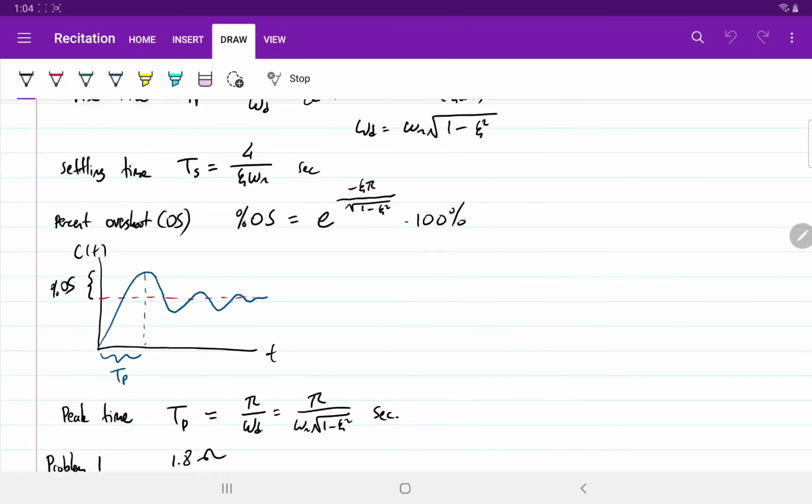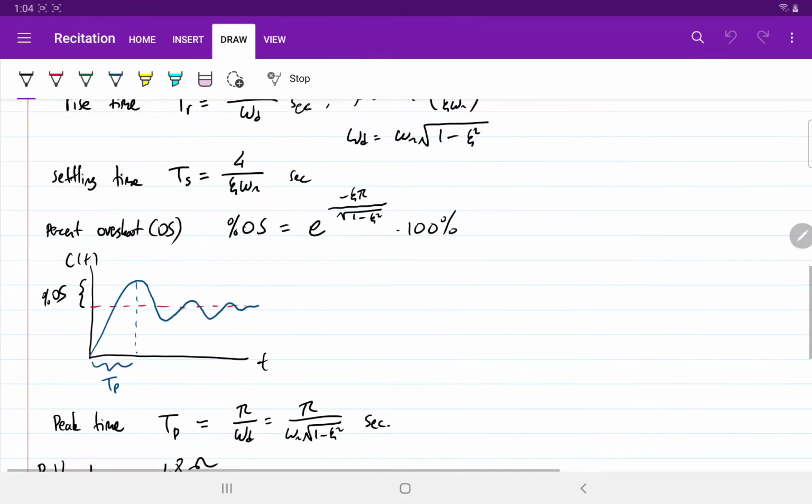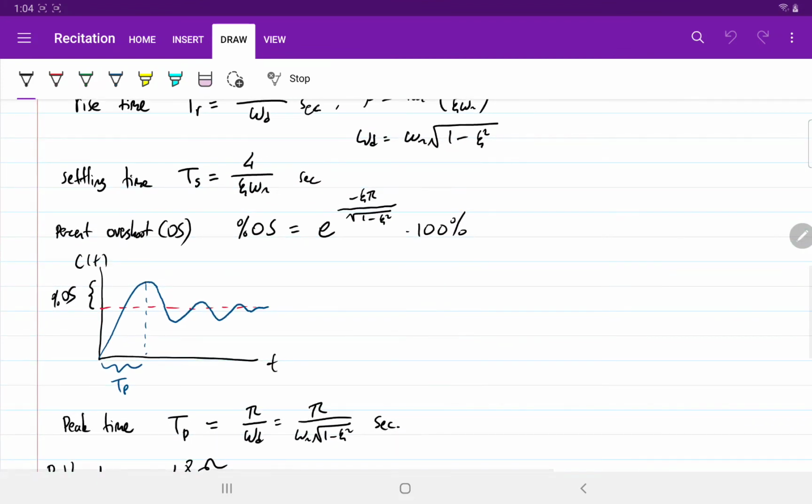Another important measure is peak time. So when it will reach the maximum overshoot, which is the time that it takes from 0 to its maximum overshoot, which is t_p is pi over omega d, which is pi over omega n times square root of 1 minus zeta squared. You see, if we are talking about time, like rise time, settling time, peak time, then the unit must be in second.